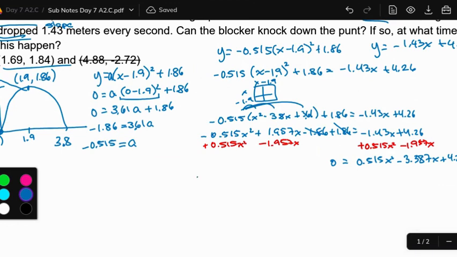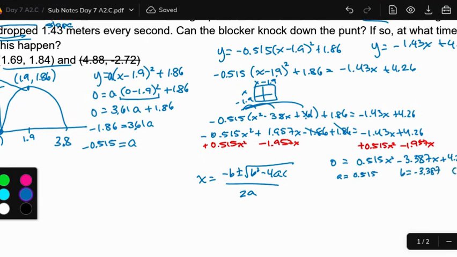I would just jump right into the negative b plus or minus square root of b squared minus 4ac all over 2a. So again, pause the video to try this on your own. You are going to get a lot of nasty little decimals, but it will work out in the end. So my a value is 0.515. My b value is negative 3.387. And my c value is 4.26.